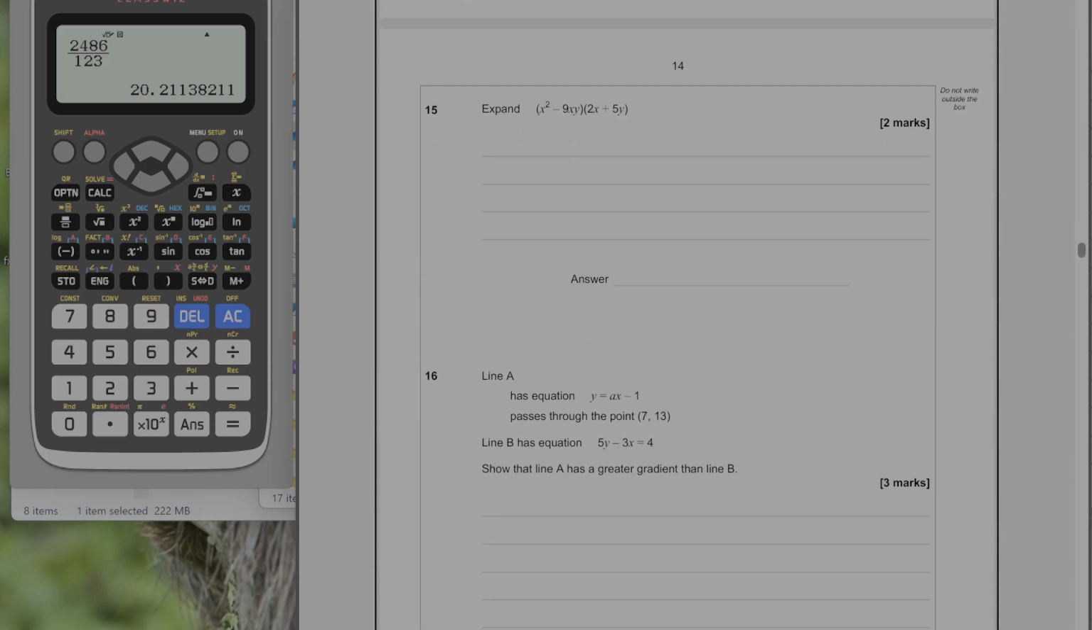Okay, question 15. Expand. So x squared times by 2x would give us x cubed. X squared times by 5y would give us 5x squared y.